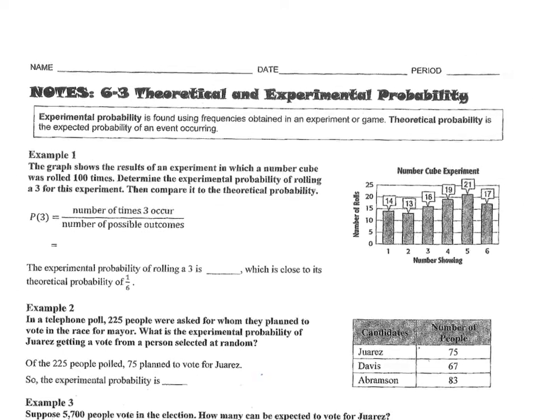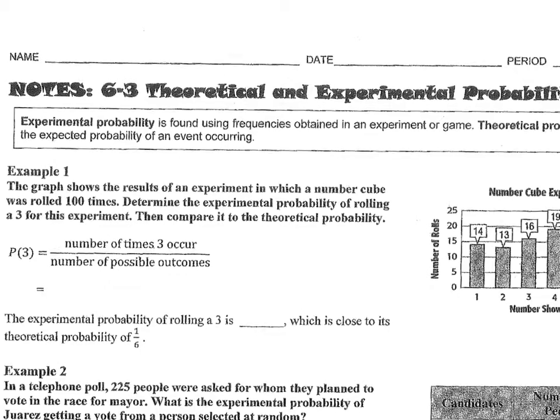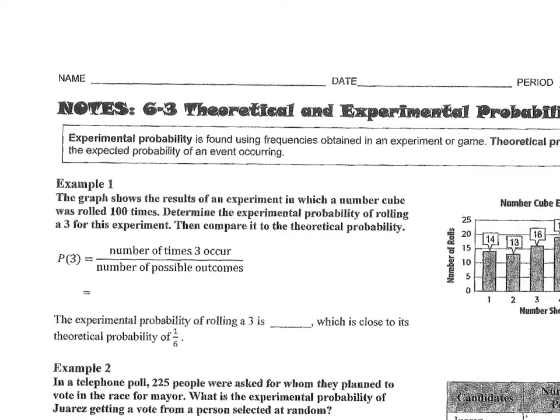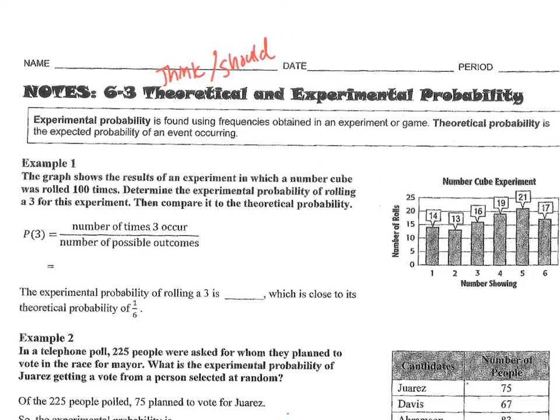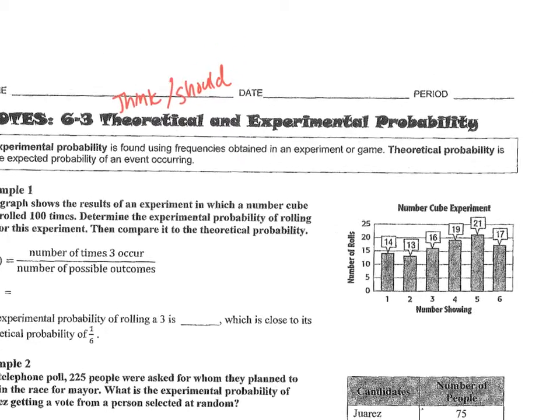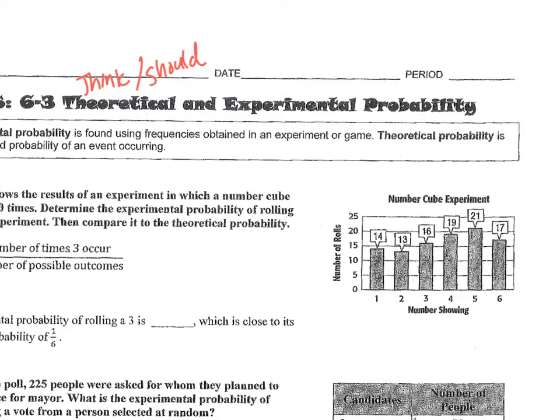Okay, theoretical and experimental probability. So theoretical, in theory, is what you think or what should happen. So when we talk about the probability of rolling a dice, we always say the probability of landing on a 2, if you have a 6-sided dice, would be 1 out of 6 in a perfect world. But what if you rolled it 6 different times and you landed on 3 every single time? That would be weird, but that would be experimental. So something that did happen.